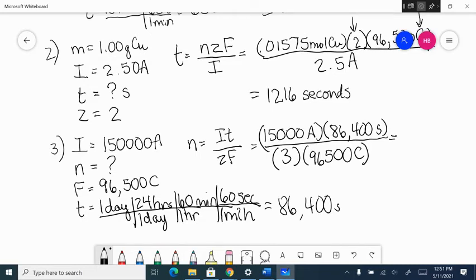This is aluminum, so it's +3. Aluminum has 3 valence electrons. We'll always have a charge of +3. And that gives us 44767 moles of aluminum. Multiply it by the molar mass of 26.98, and you get, with 2 sig figs, 1,200,000 grams of aluminum.